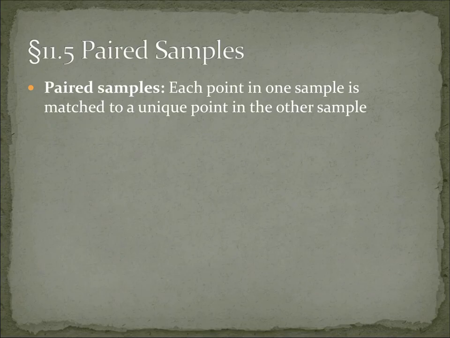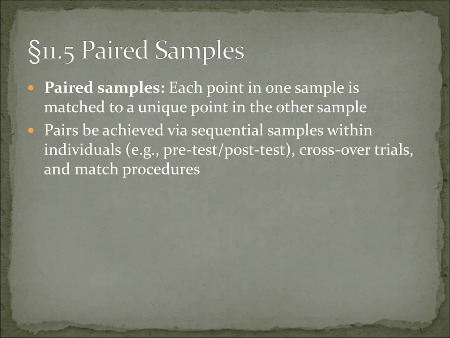This is what we would do like pre and post test, right? When you take a pre-test for a class or for an intervention, then a post-test, each point is one sample and it's matched to a unique point of the other sample, right? If you have someone who does a pre-test but not a post-test, it doesn't mean anything because you don't have a post-test. You have to have an n, so you have to have a pair for it.